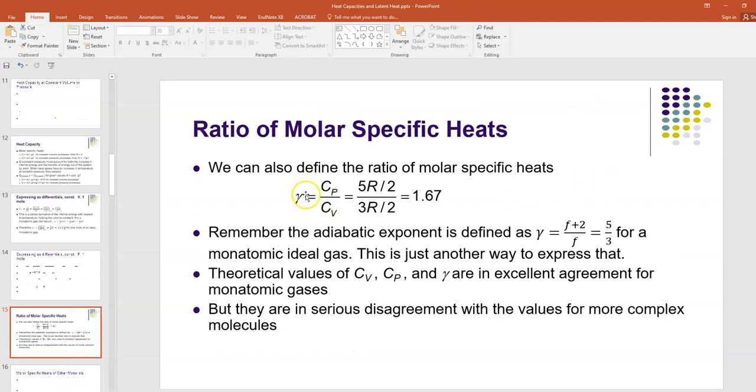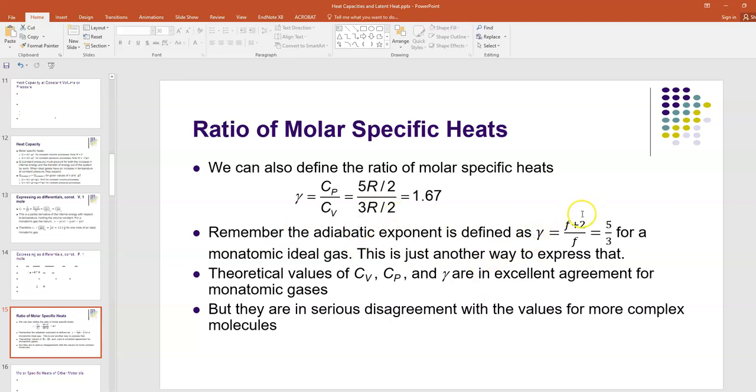Now we can also define our constant gamma, which was introduced in a previous lecture. Gamma can now be defined as the ratio of the molar specific heat for constant pressure processes divided by the molar specific heat for constant volume processes. So that would give us, for an ideal monatomic gas, 5R over 2 over 3R over 2, which is 5/3, or about 1.67.